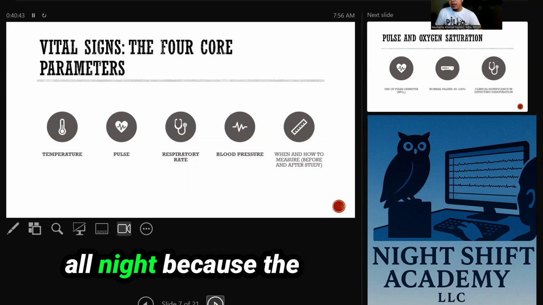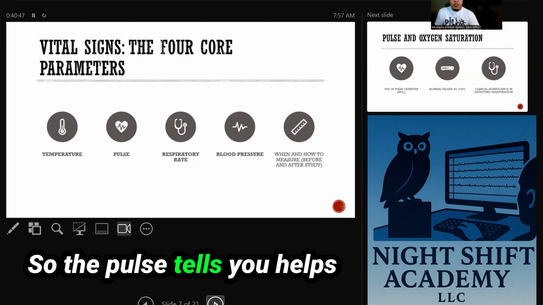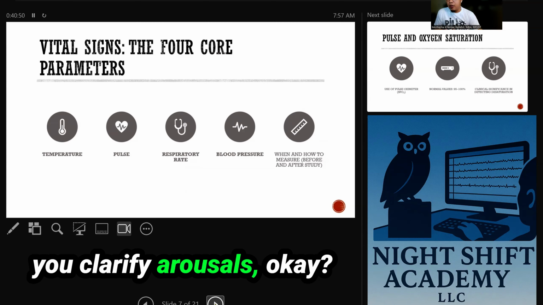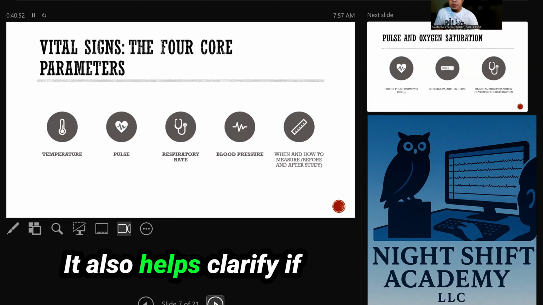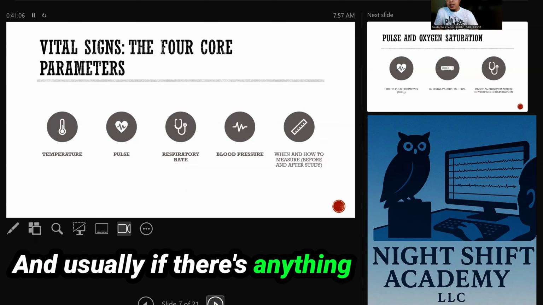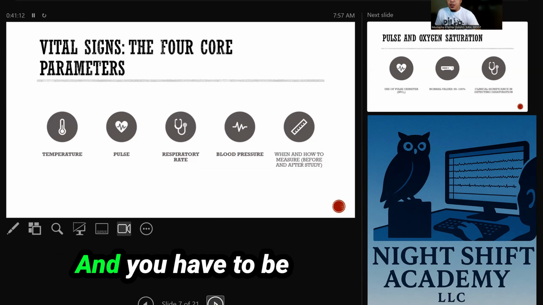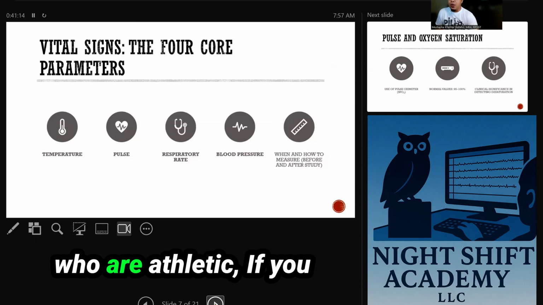Pulse, you monitor all night because the patient is connected to the pulse oximeter. So the pulse helps you clarify arousals, okay? It also helps clarify if the patient is really comfortable, relaxed. And usually if there's anything abnormal, then you will see the pulse rate jump up. And you have to be watchful of some patients who are athletic.